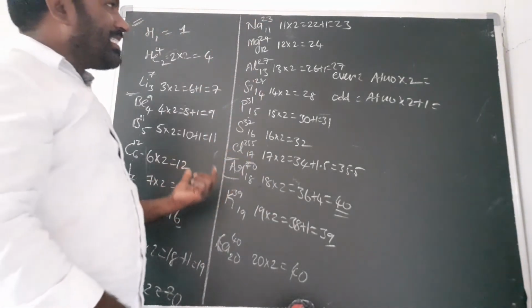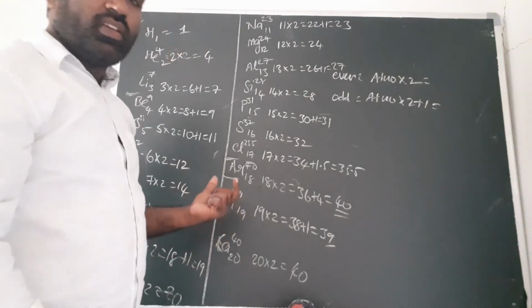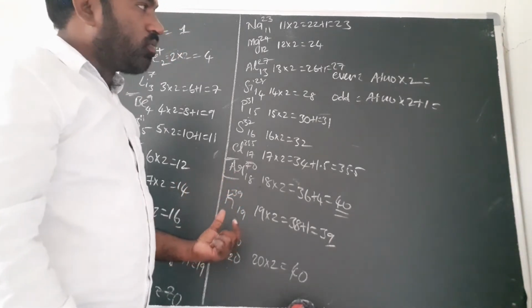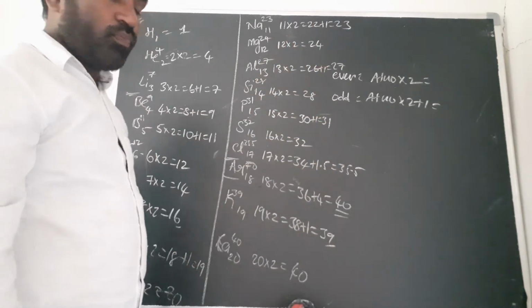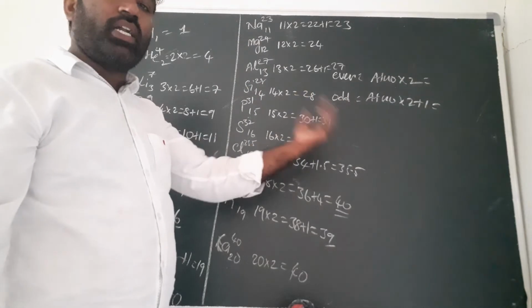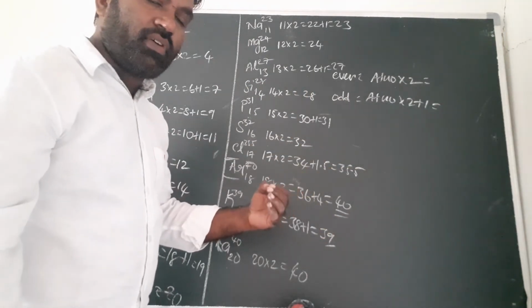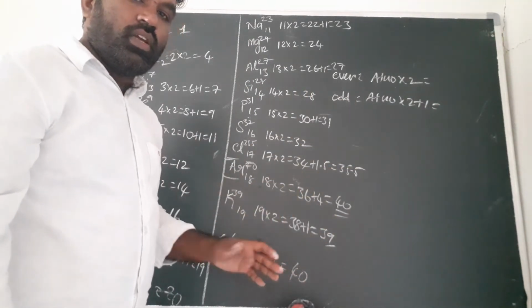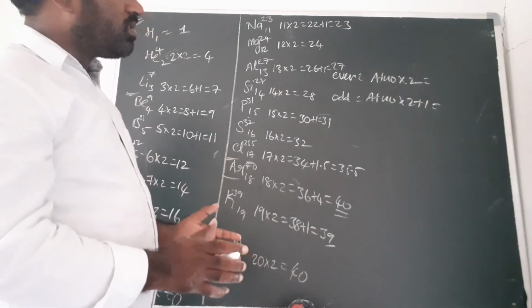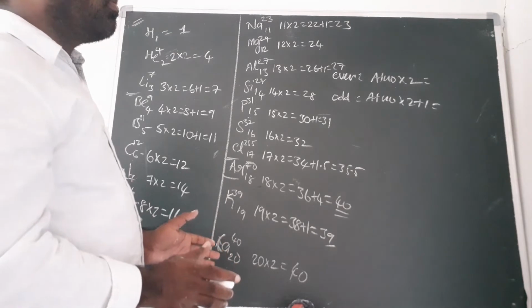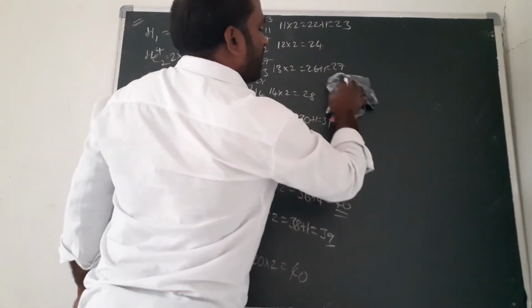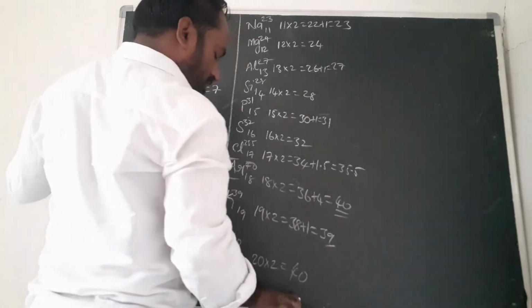So this is the trick to remember the mass number of elements up to 20. 21 to 30 I'll explain later. The trick is just multiply the atomic number by 2. For odd atomic numbers add 1. Even numbers, no need to add anything. Right? So this is the trick for the elements up to atomic number 20.